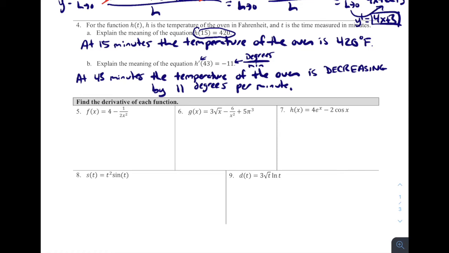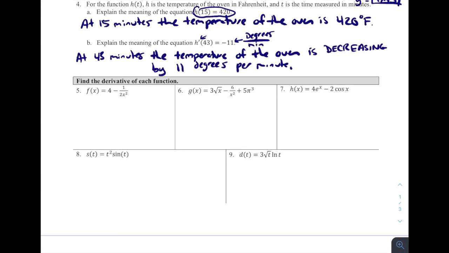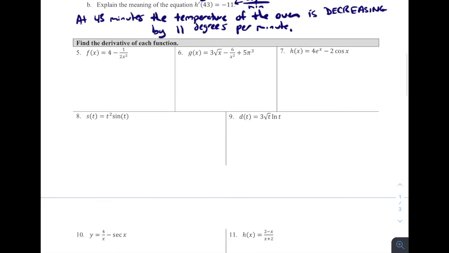So really tying all of those things into your statements is a great way to make sure that you get all of your points in these types of problems. All right, on to number 5, find the derivative of each function. So we've got a bunch of derivative rules that we've learned in this chapter.